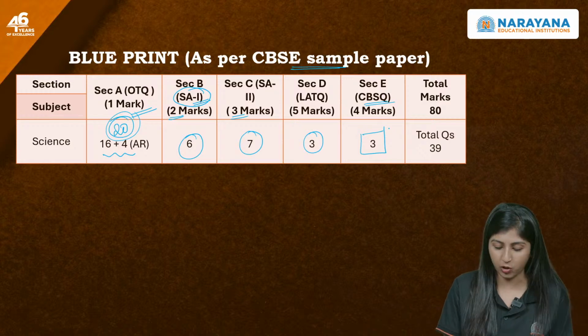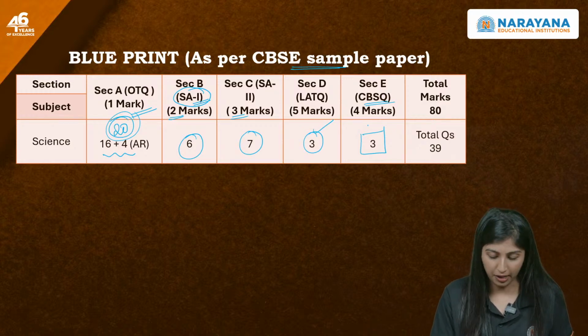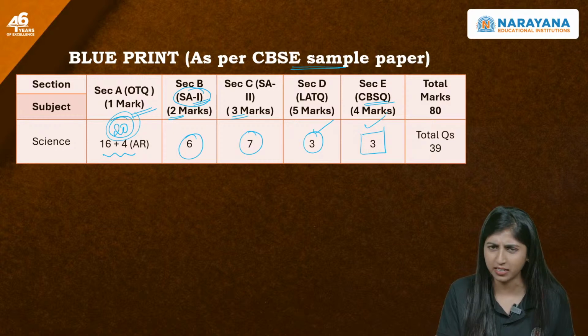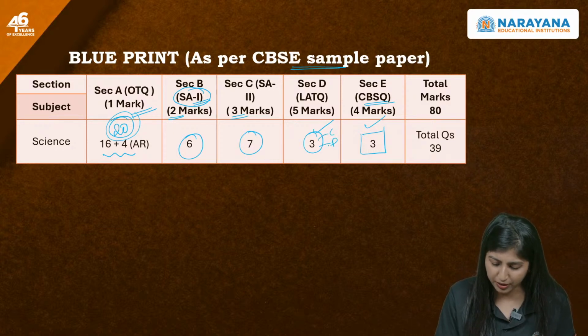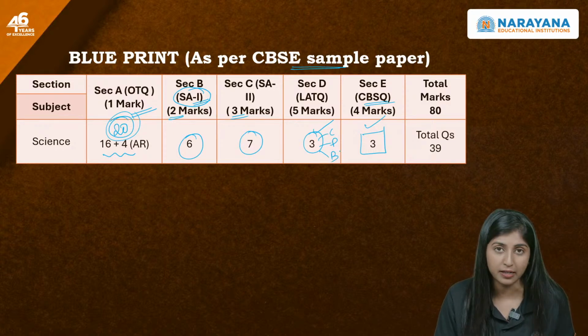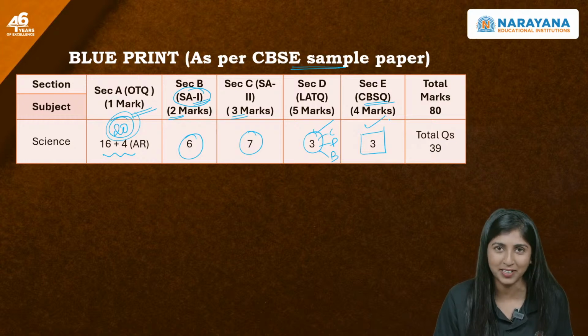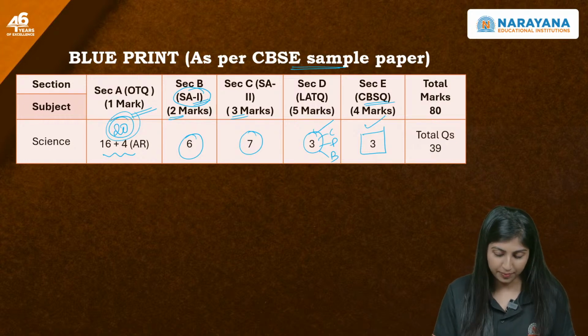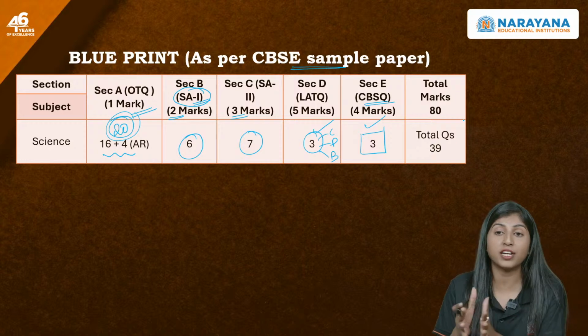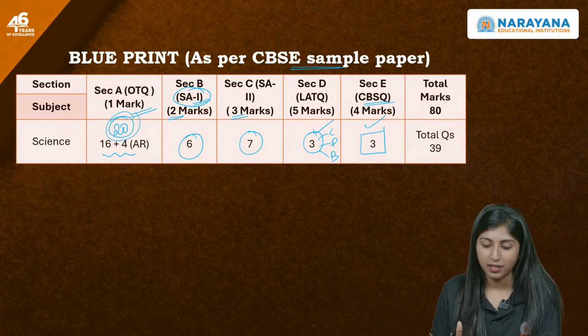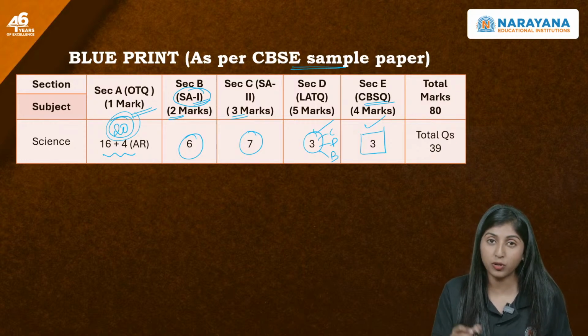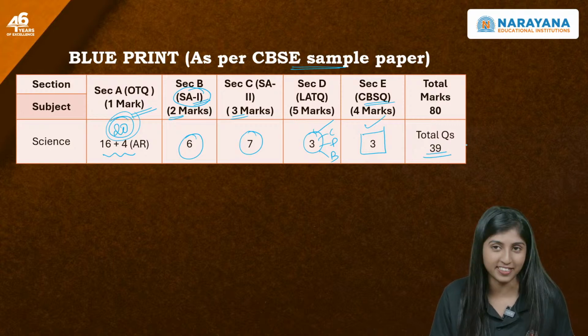तो अभी यहाँ पे देखो कि लॉन्ग आंसर टाइप 3 है, केस बेस्ड क्वेश्चंस 3 है, यानी एक कितने हो गए? केमिस्ट्री से एक, फिजिक्स से एक, और बायोलॉजी से एक. And same goes for case based study questions, right? Now what do we see, how many total questions are there? Yes, so the total number of questions is 39, right?